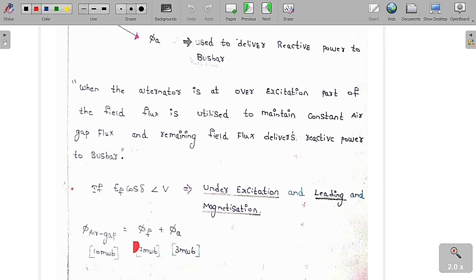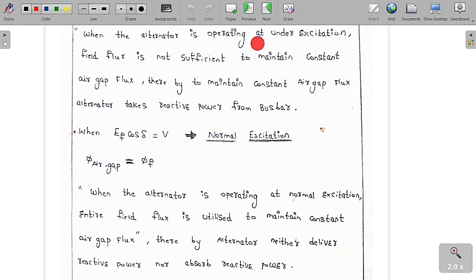Whereas in this case, we can see clearly it needs 10 milliweber, but we have only 7, so we need an extra 3, and we are going to accept the reactive power from the outside world. So 3 milliweber is taken from the outside world to keep the air gap flux constant. Whenever the alternator is operating at under excitation, the field flux is not sufficient to maintain constant air gap flux, thereby to maintain the constant air gap flux, the alternator takes the reactive power from the bus bar.